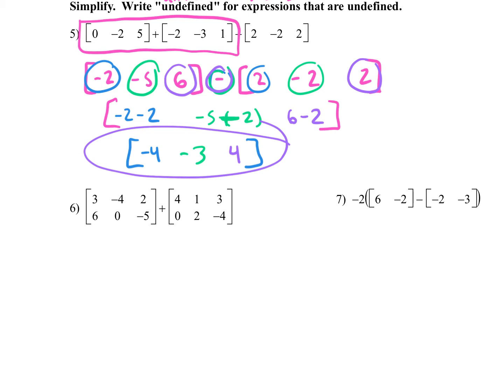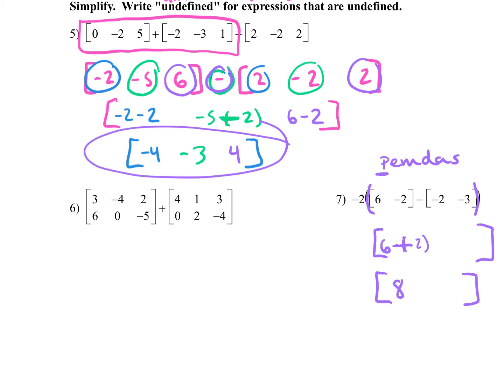All right, number 7. What do I have to do first in number 7? Remember PEMDAS. What does the P stand for? Parentheses. So I have to do the parentheses first. So I'm going to subtract inside the parentheses first. So inside the parentheses, I have 6 minus -2. What happens when you have minus negative? It becomes a plus. So what's 6 plus 2?